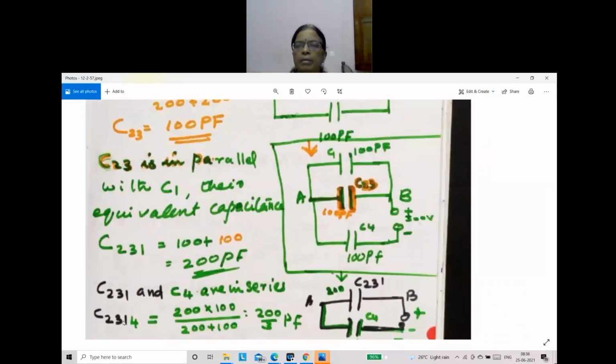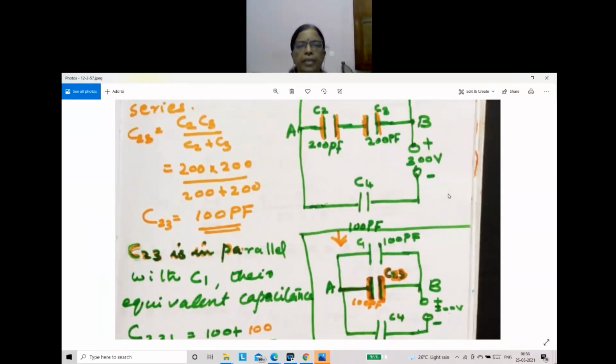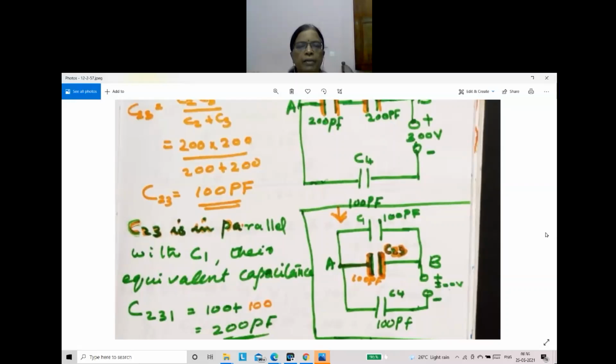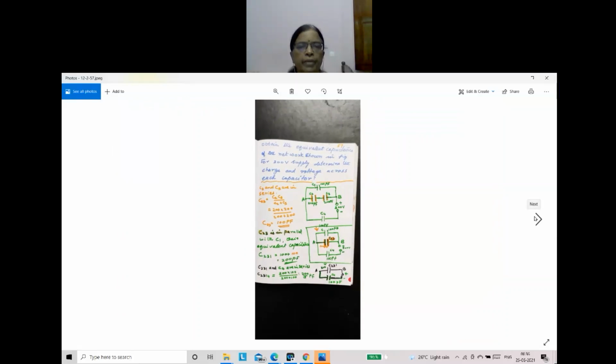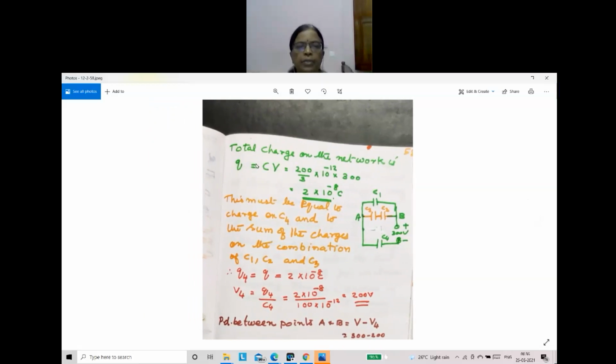We can see here 300 volt is applied. How much voltage comes across this combination? That you have to find out. Total charge: first you find that, since we got the equivalent capacitance. Therefore the total charge of the capacitor you can find out using the formula Q equal to CV. Q is proportional to V, Q equal to CV. Always remember this formula. C is the capacitance of the capacitor. So charge Q equal to CV.